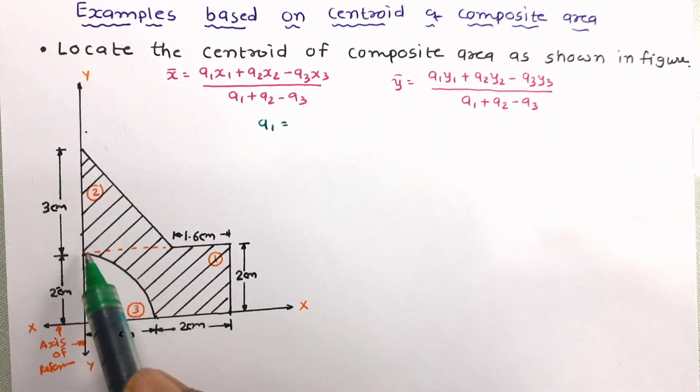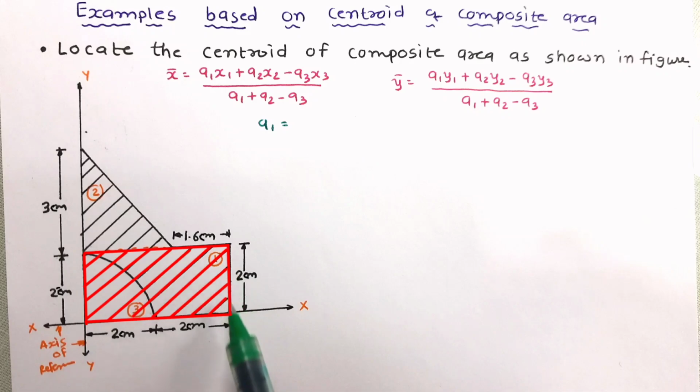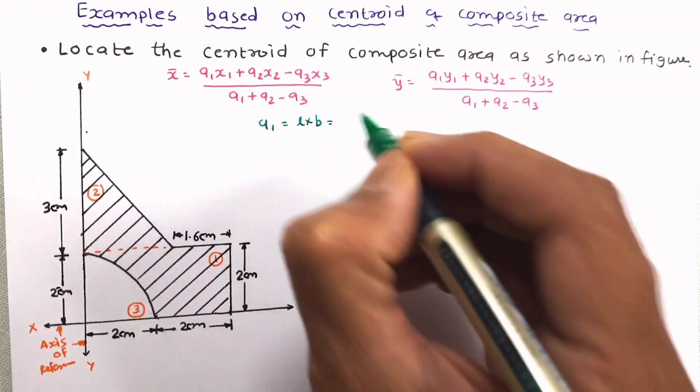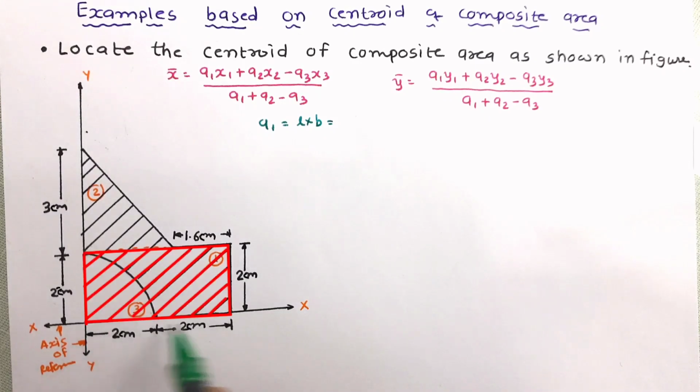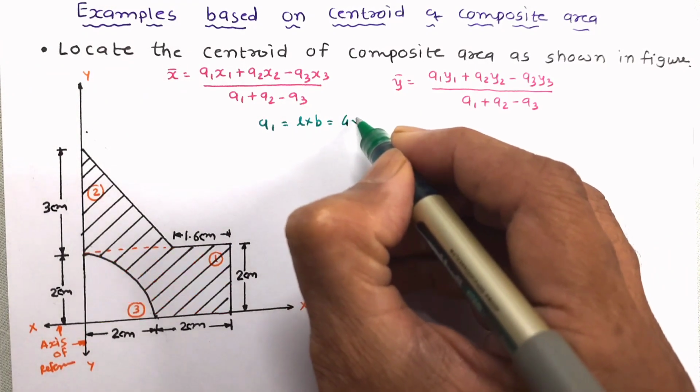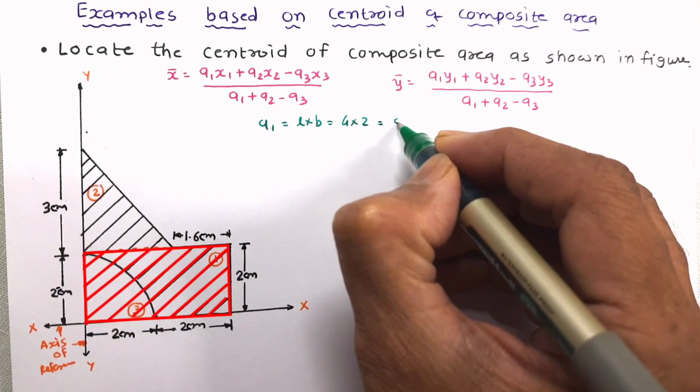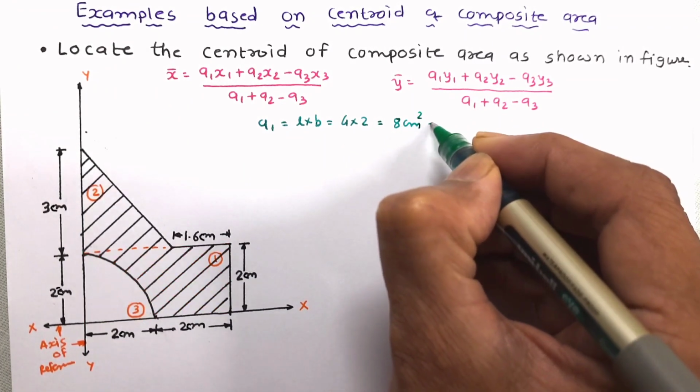A1 is the area of the rectangle. We know that the area of a rectangle is L into B, length into width. The length of this figure is 4 and width is 2. So A1 will be equal to 8 centimeters square.